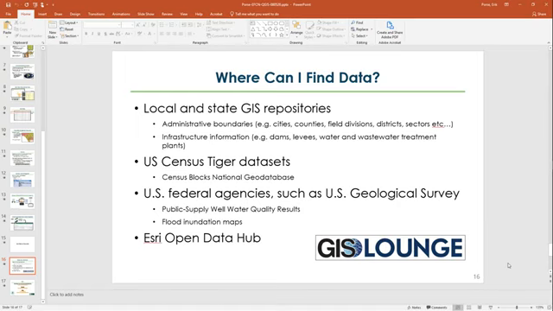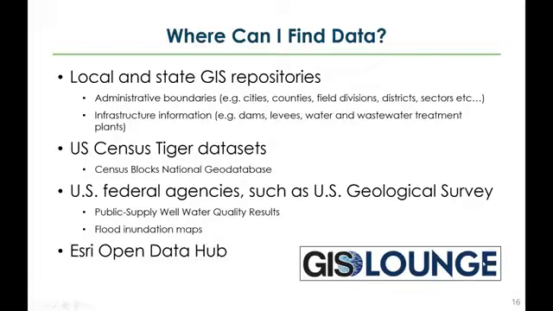The last item to note, where can I find data on QGIS? If you're already using GIS and you want to enhance your library or you want to get started, a number of different sources are available. Local and state GIS repositories might have administrative boundaries for cities or counties or infrastructure information. There's the U.S. Census Tiger data set, so perhaps you need to consider aspects of socioeconomic or sociodemographic factors, population or household income from U.S. Census data. So the census block groups and tracts.